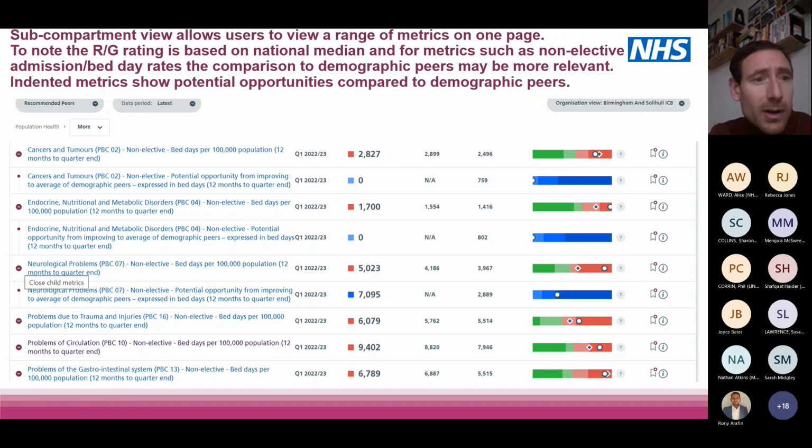So you can see there that for cancer and endocrine, nutritional and metabolic disorders, the ICB has got one of the highest rates in the country, but when comparing to the average of its 10 most similar demographic peers, they don't have an opportunity there. Their rates aren't statistically significantly higher than the average of those peers. Whereas if you look at the neurological one, which is the third one down, then there is an opportunity there. So if they reduce their rates down to the average of the demographic peers, then that would save 7,000 bed days per year.